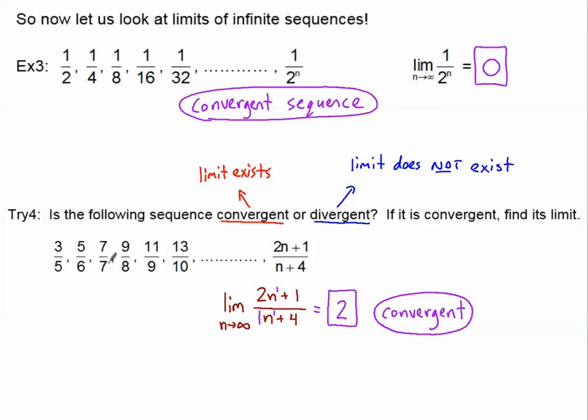Because the limit exists, it is a convergent sequence. And these numbers, if they continue forever, are trying to become the value of 2. Remember, with very large numbers, adding 1 is not going to do much. Adding 4 is not going to do much. So ultimately, get rid of this stuff. 2n divided by 1n, regardless of what the number is, would be 2.